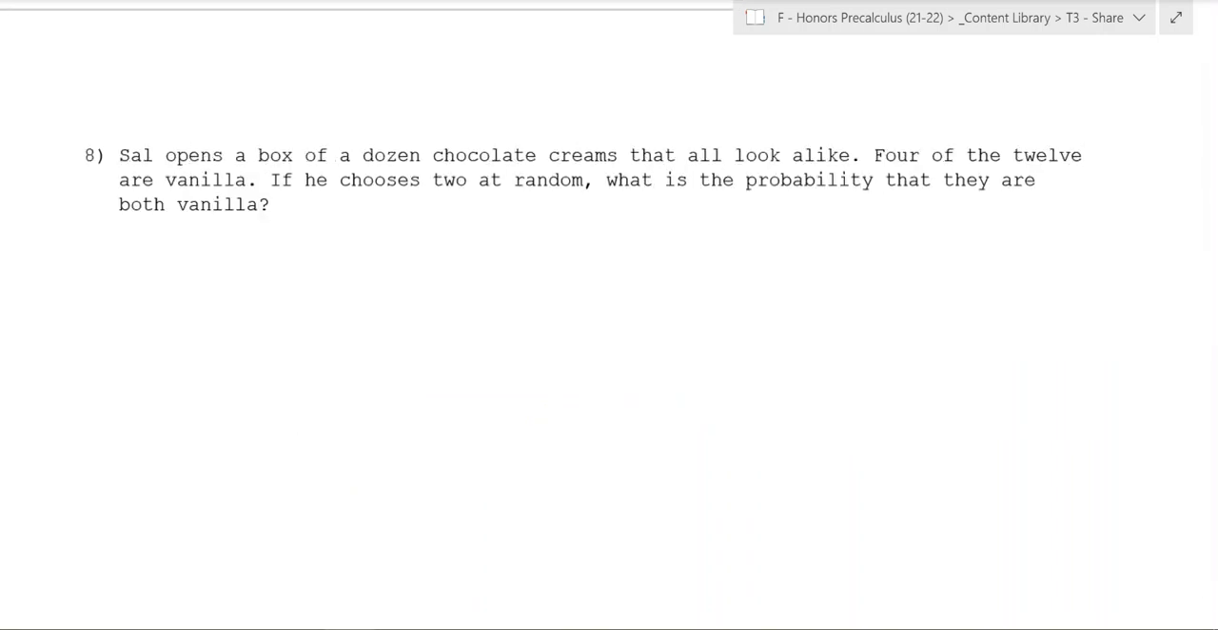So in this case, Sal opens a box of a dozen chocolate creams that all look alike.